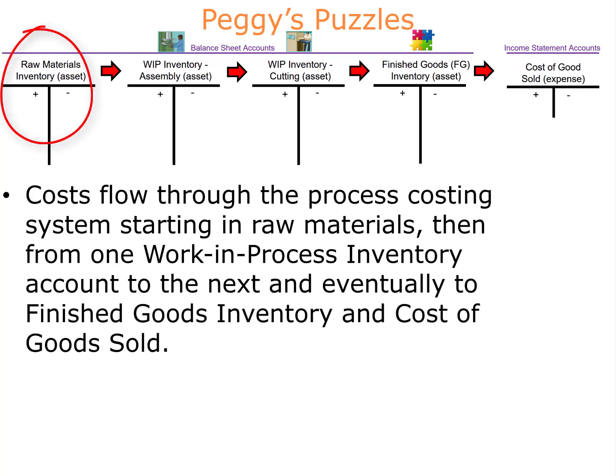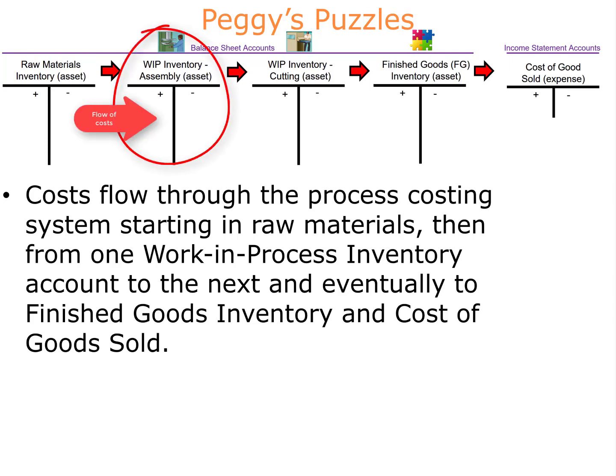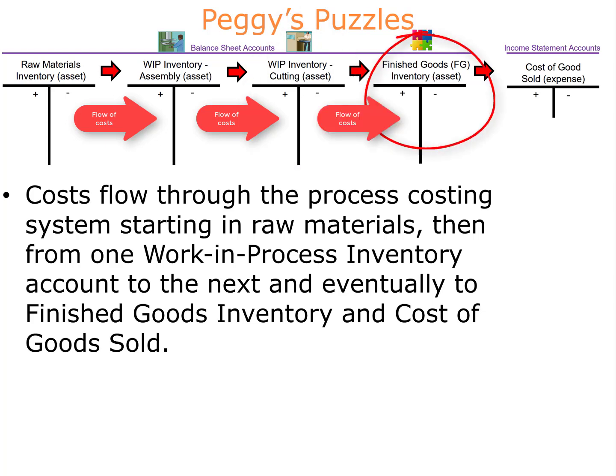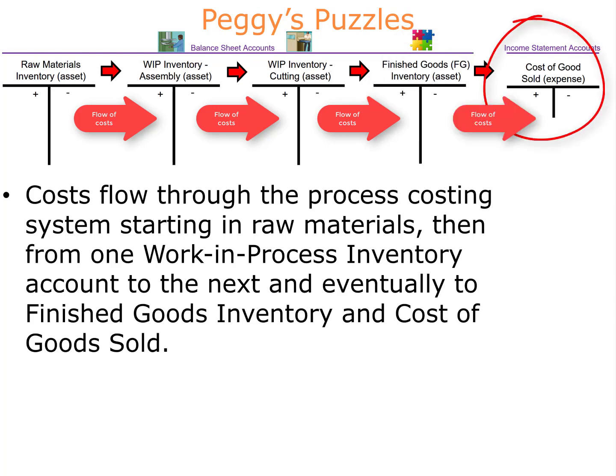For Peggy's puzzles, costs start in raw materials. They then flow to the assembly department where the picture is glued to the cardboard. Then they flow to the cutting department where the glued picture is cut into puzzle pieces and then placed in the puzzle box. Then the completed puzzles go into the finished goods inventory account where they wait to be sold. When sold, the cost of the puzzles transfer from this balance sheet account to the income statement account called cost of goods sold, which is an expense account.